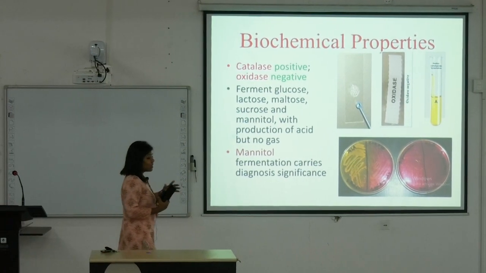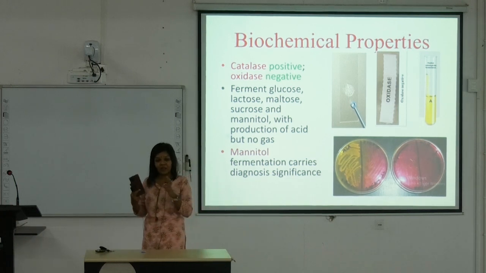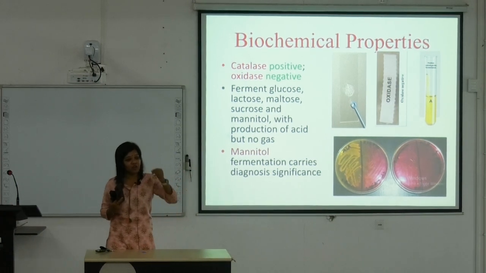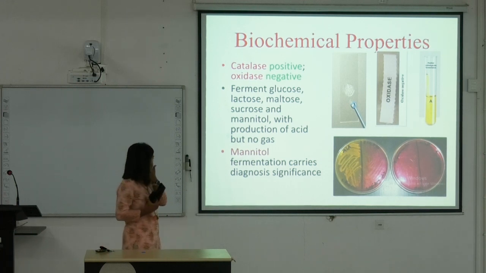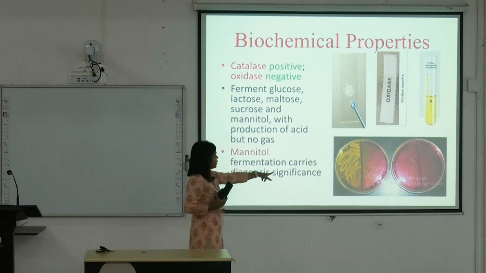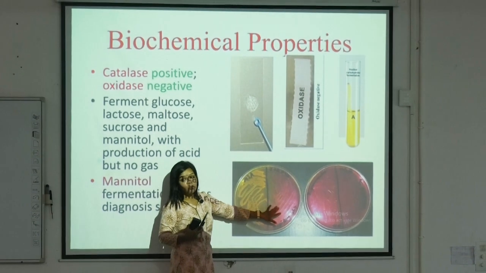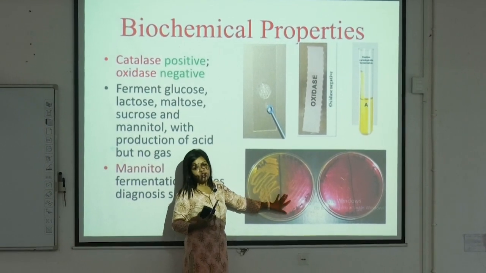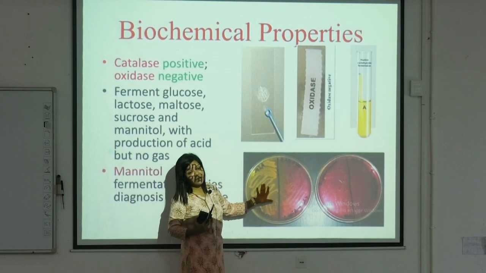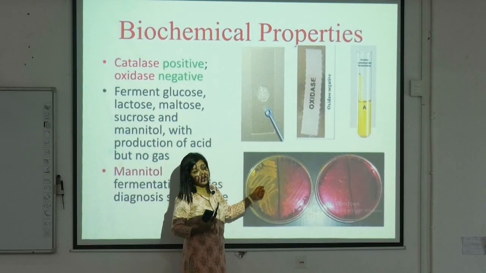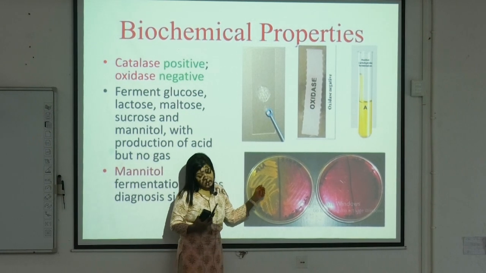These things may seem vague to you, whatever I am telling. In the biochemical reactions class, I will show you each and everything one by one, so it will be very clear. And this is mannitol salt agar. This is Staphylococcus aureus. This is epidermidis. Both grew in this media, but there is no color change because the indicator shows color change after production of acid, after fermentation of mannitol.